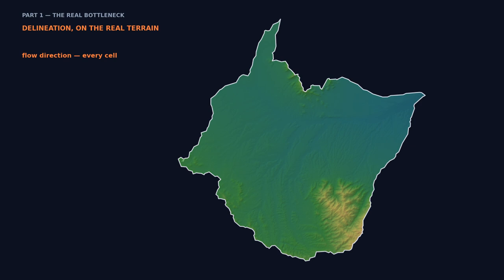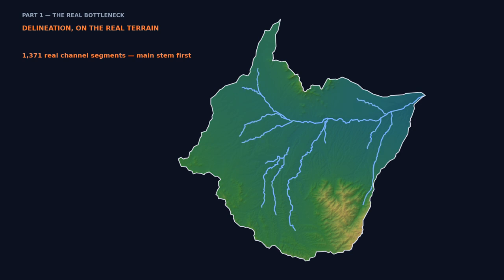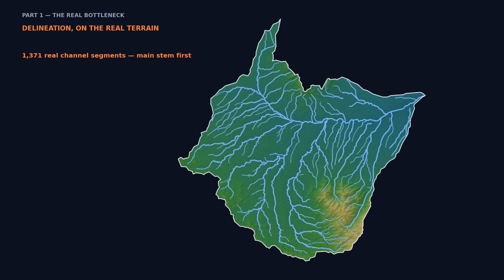Getting there means delineation, and delineation is the fragile step. From the elevation grid, you derive a flow direction for every cell, accumulate it into streams, and cut the landscape into catchments. Watch it happen on the real terrain. The main stem finds the valley first, then the tributaries fill in.